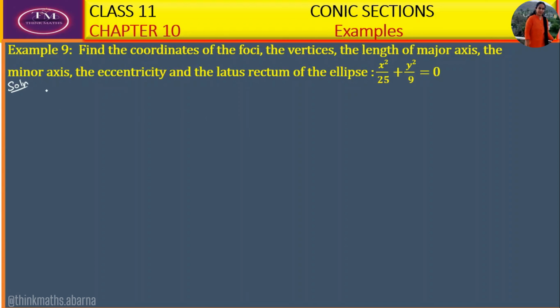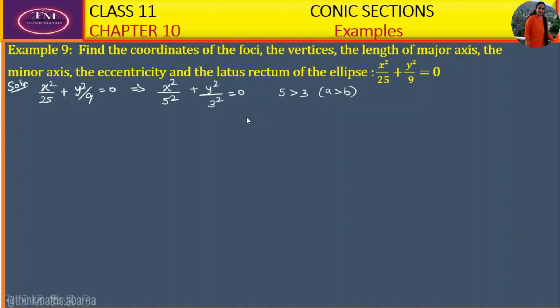So here, what is the equation of the ellipse? The equation of the ellipse is x square by 25 plus y square by 9 equal to 0. So this can be written as x square by 5 square, and 9 can be written as 3 square. So here 5 is greater than 3. That means a is greater than b. If a is greater than b, then the major axis will be the x-axis.